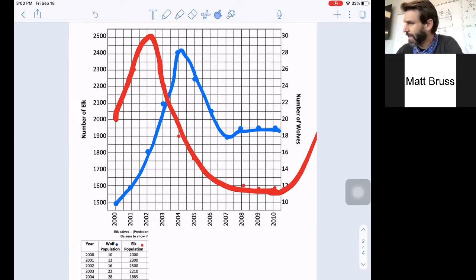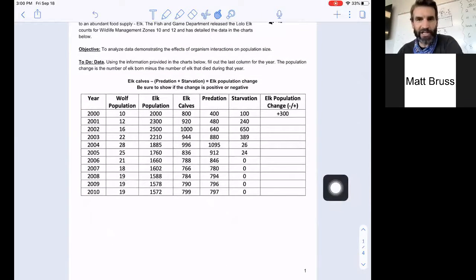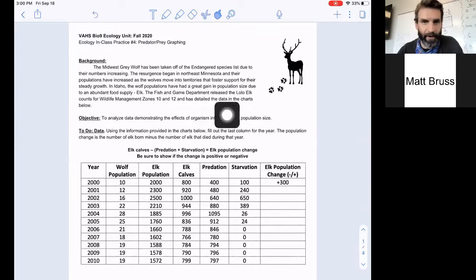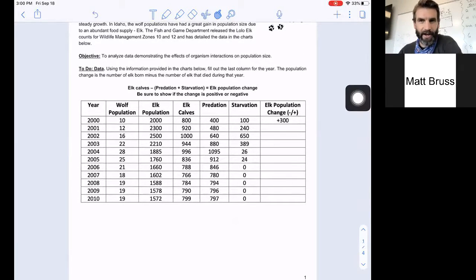The important part here is that we were looking at actual data from 2000 to 2010 with wolf and elk populations in northeastern Minnesota. These are actual data that were collected by the Fish and Game Department in Minnesota. We're going to graph these to try to interpret a little bit and see in real life what a predator-prey relationship might look like.